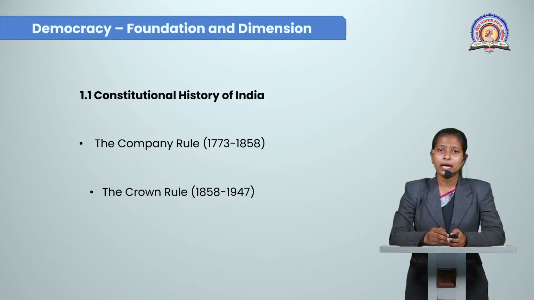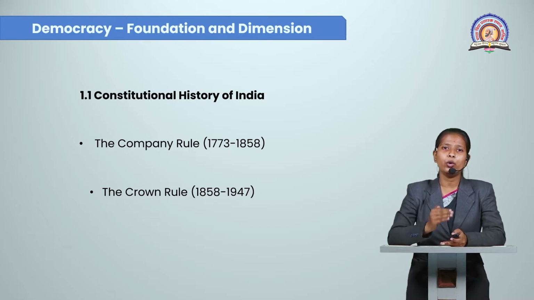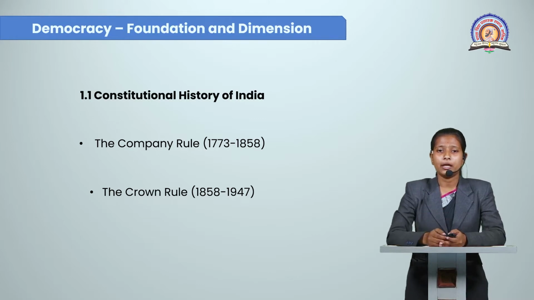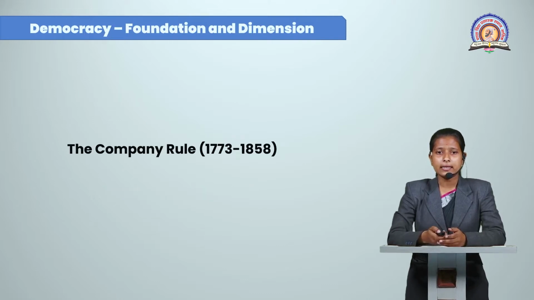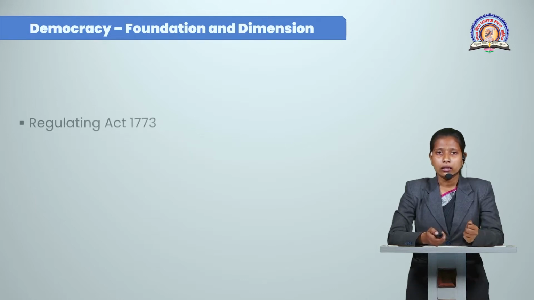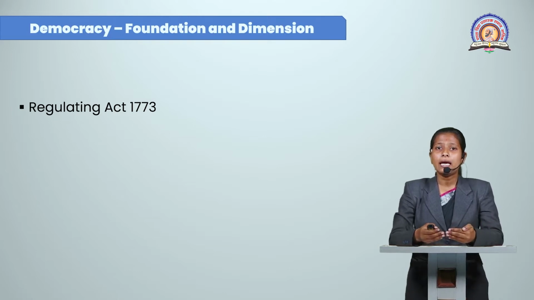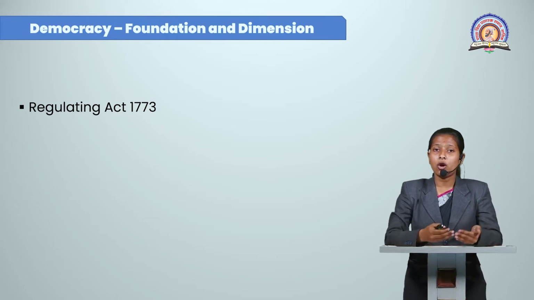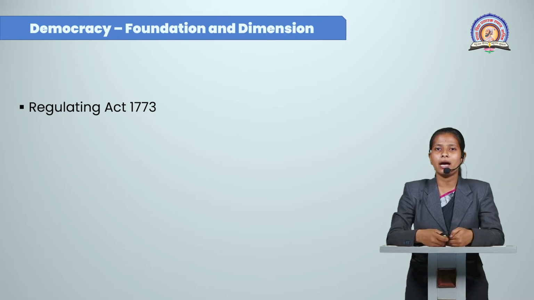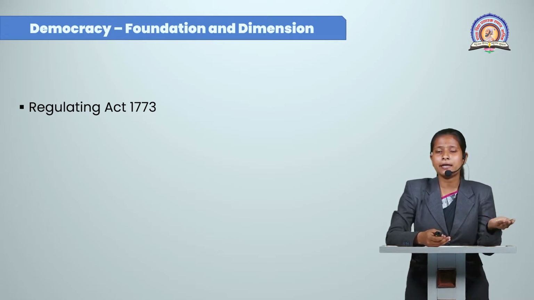In this way, the company started ruling over us as traders and also as a company from 1773 to 1858. Next, we are going to learn the company rule in detail. We will see some regulating acts, and how the laws present now in India refer back to those from 1600 years ago.